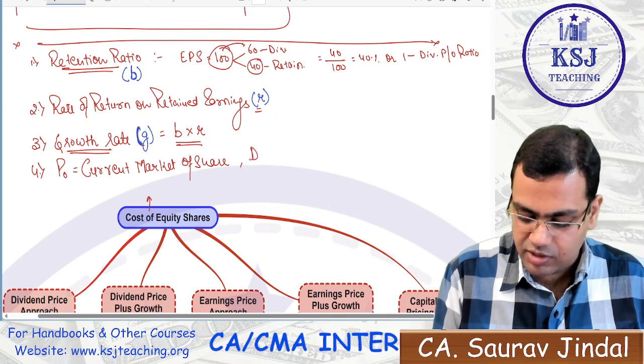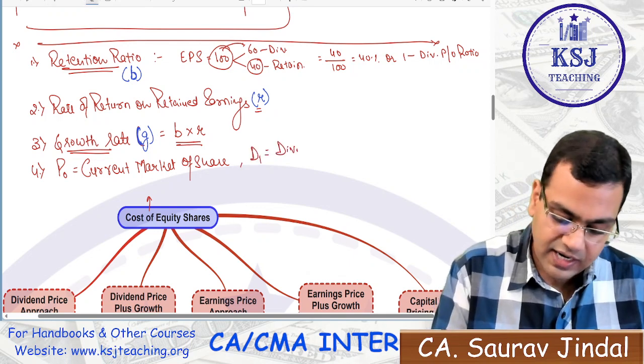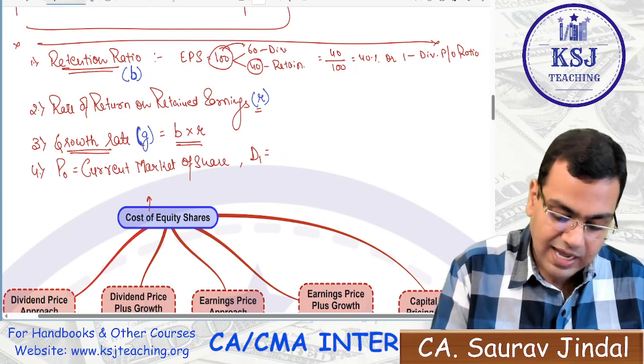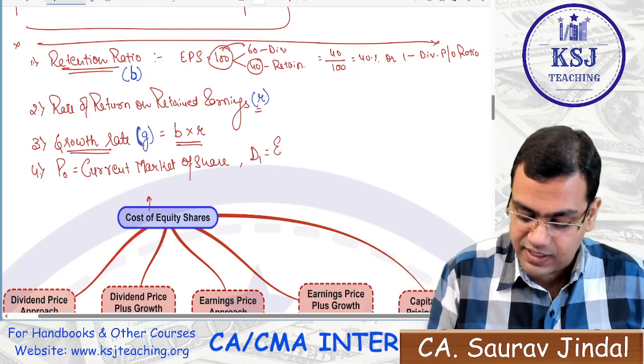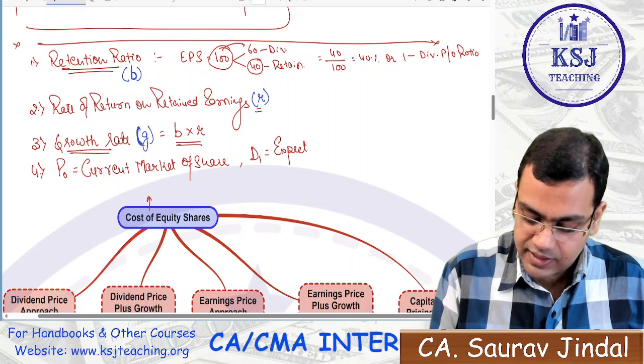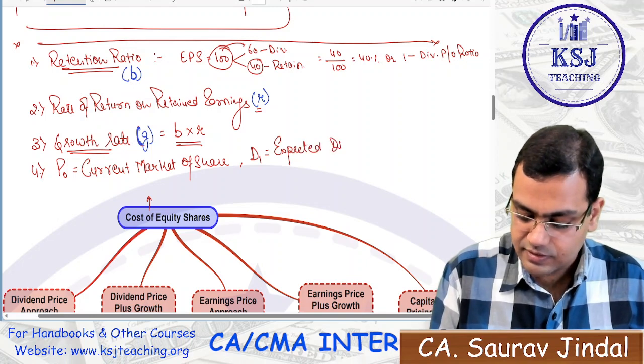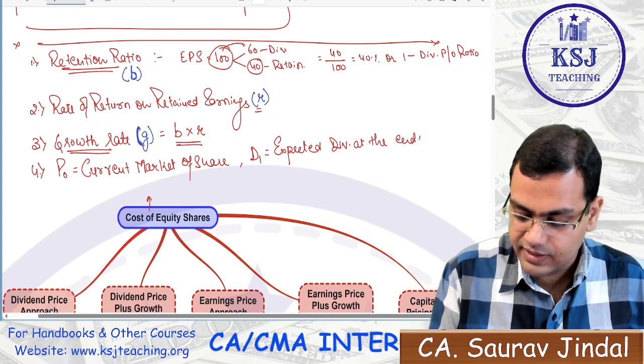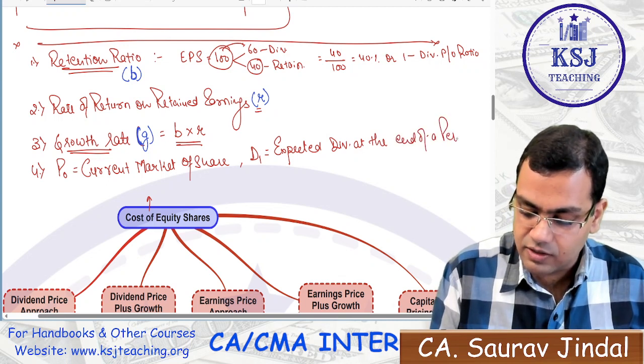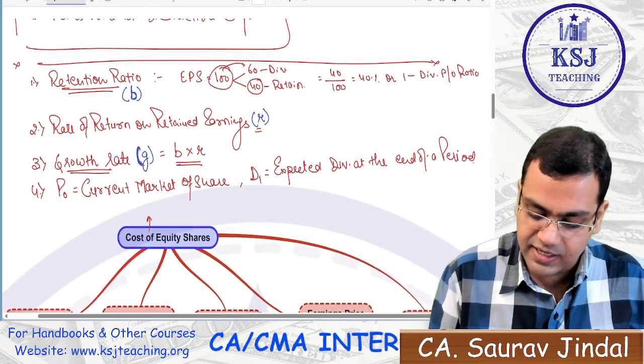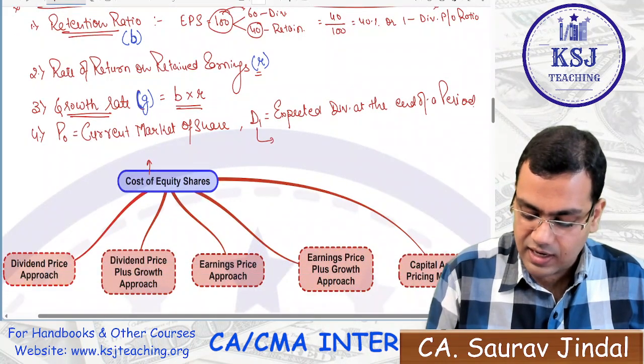Then there will be the terminology D1. D1 is the expected dividend at the end of the period. Now, what will be the expected dividend? That is, how to calculate D1.